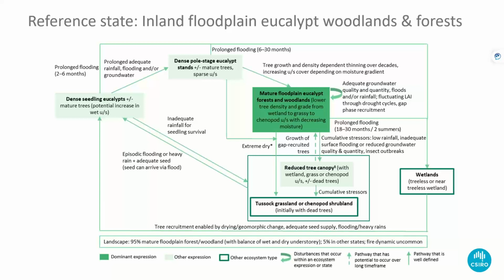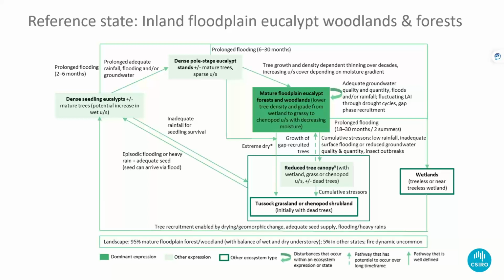So you can see these boxes that I have, there's some bold text in them, and that's probably the main thing to focus on. They're the names of the expressions. So you can see the dark green box in the center there is the dominant expression across this landscape. So most of the time when you're at GKP, many of the places you'll visit will look like a mature floodplain eucalypt forest and woodland.